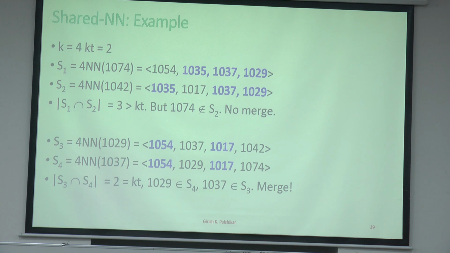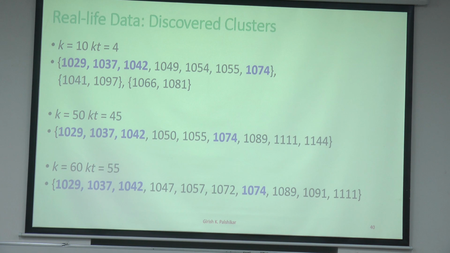That condition, if you think about it, means that if two nodes are merged, they are very heavily trading with each other, right? That's the way I have used this merging algorithm. And you can see this. For example, on the real life data, I showed you about 15,000 transactions and so on. I ran the algorithm with k equal to 10, kt equal to 4. I got 3 sets of potential colluders.